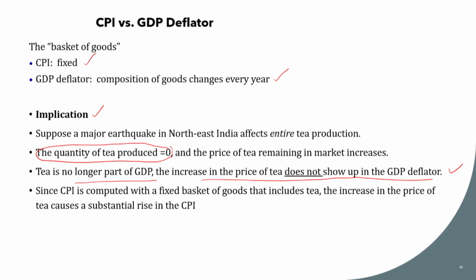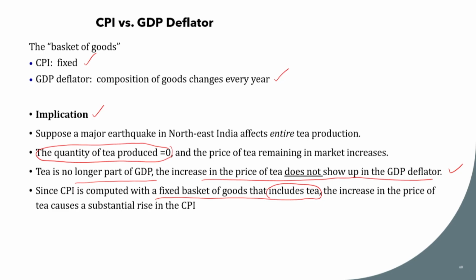Then that will be expensive. So for the consumers, they are going to pay higher prices of tea. They need to pay. That means their cost of living, the CPI, increases. So since CPI is computed with a fixed basket of goods that includes tea, the increase in the price of tea causes a substantial rise in the CPI.